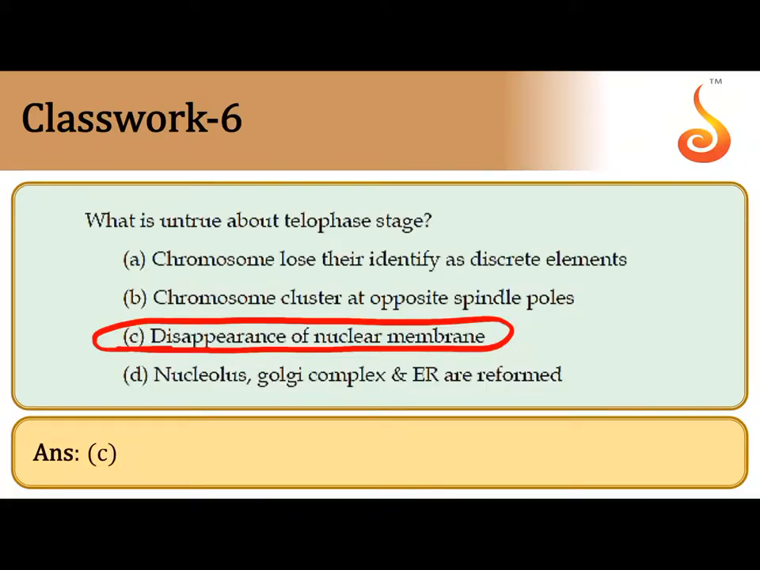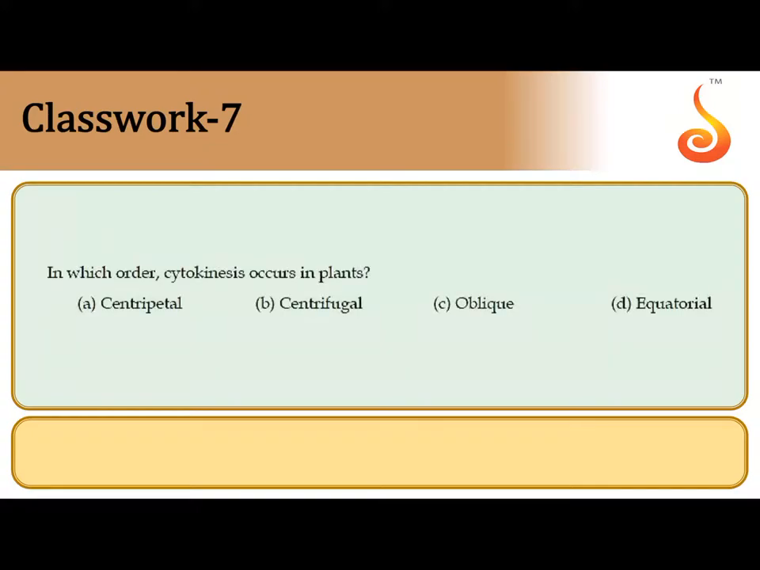Sorry, reappearance of nuclear membrane, which is why disappearance of nuclear membrane is false. In which order does cytokinesis occur in plants? Cytokinesis occurs in centrifugal order. Centrifugal means away from the center.